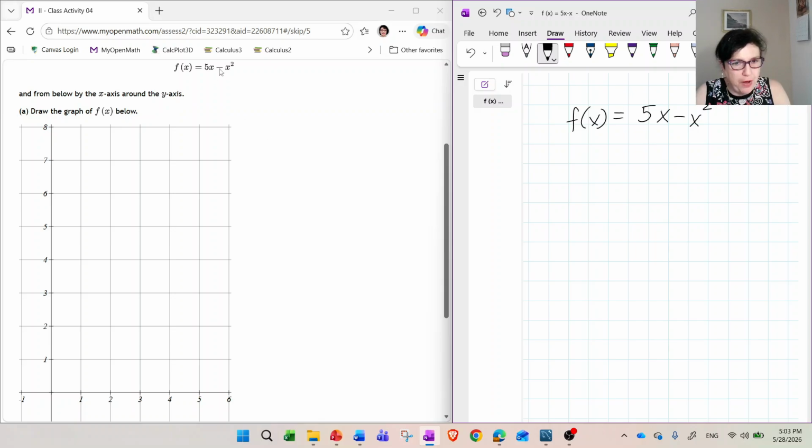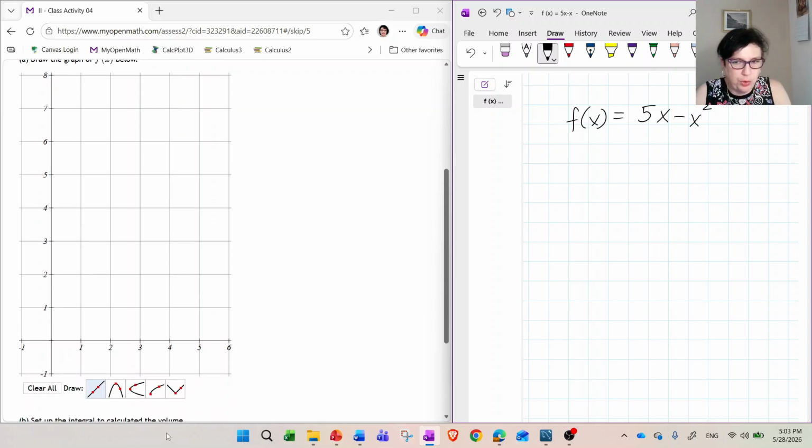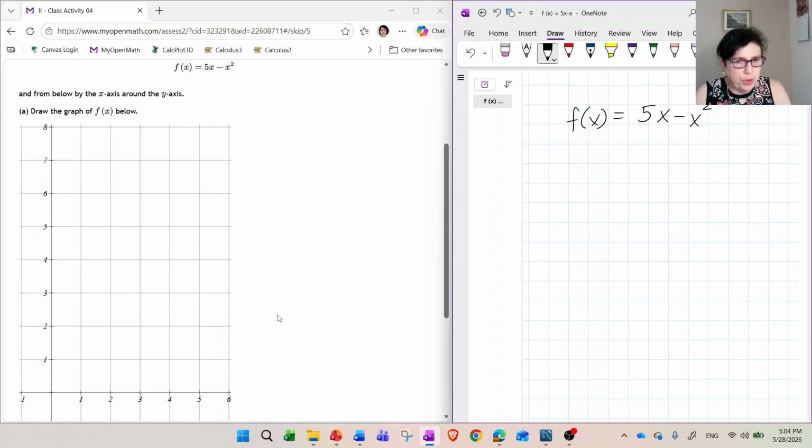So here we have 5x minus x squared. This is a vertical parabola, but it opens downward. All right. Okay, so let's look at the parabola. Generally, when you have ax squared plus bx plus c, then the x-coordinate of the vertex is given by negative b divided by 2a.